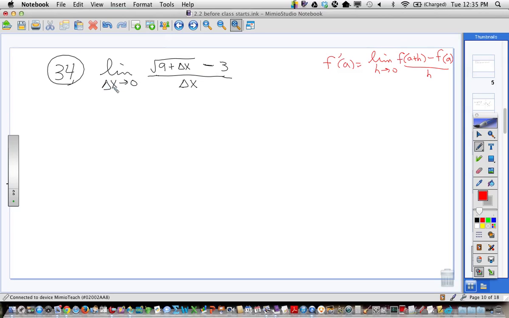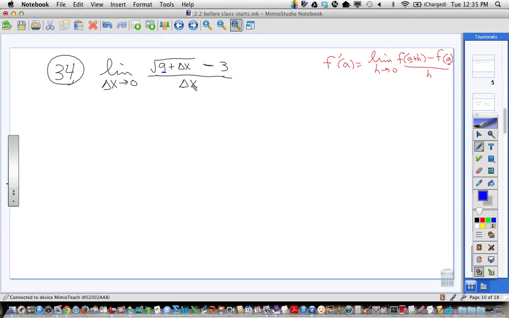It kind of does. This is our h, right? Obviously, this is in the place where the h is. So what's the a got to be? Is the a 9 or 3? I think it's got to be the 9, doesn't it?